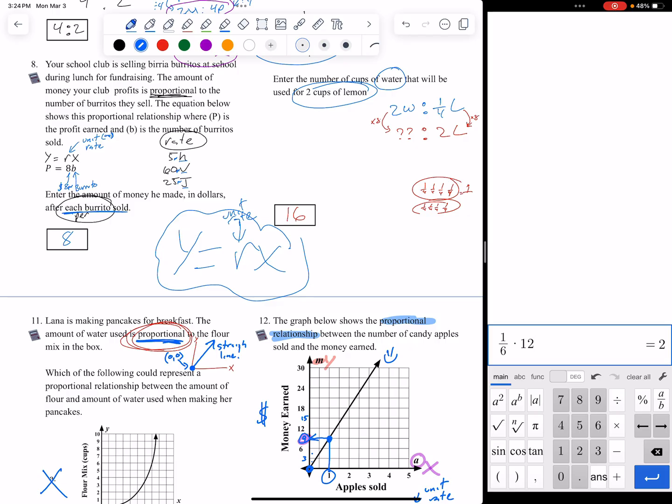All right, anyways. So hopefully all these little mini lessons brought back a lot of the stuff from 7th grade, because this was heavy loaded. Okay, vocab: proportional relationship, guys, proportional relationships. All right, so until next time.